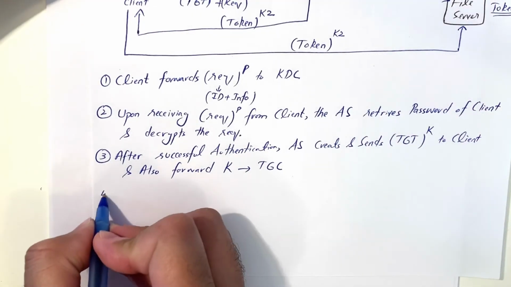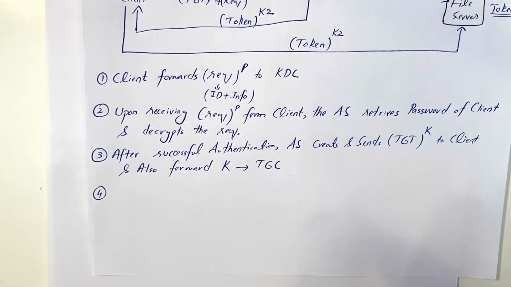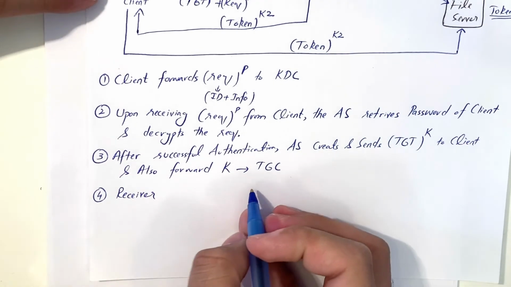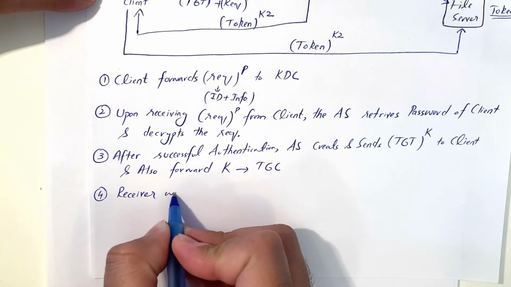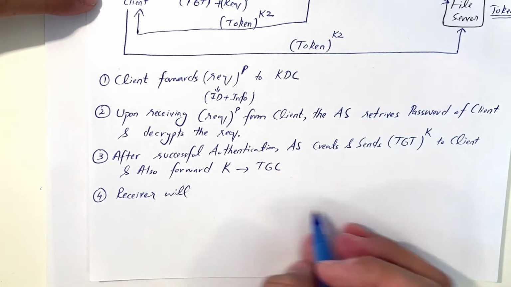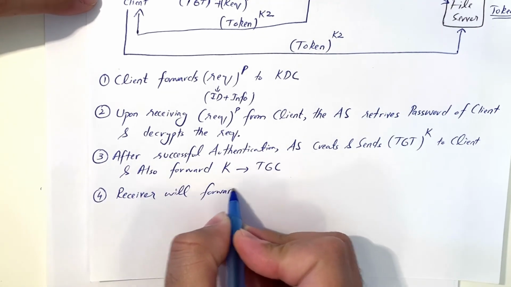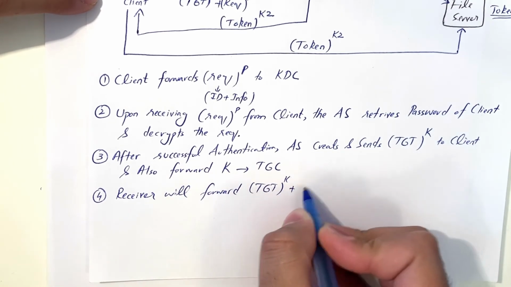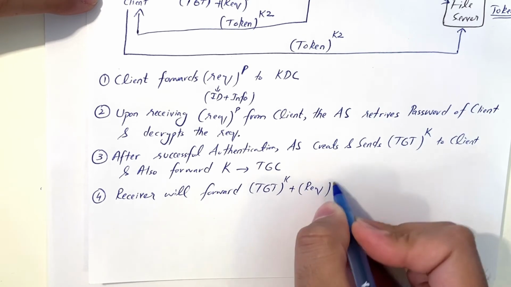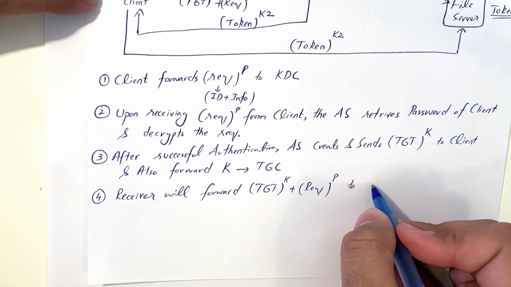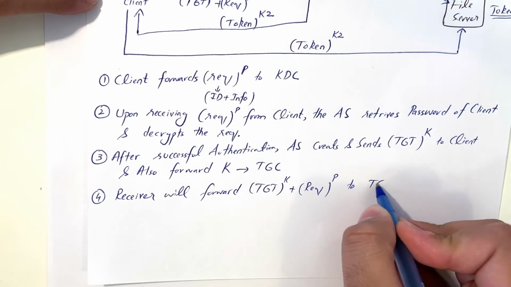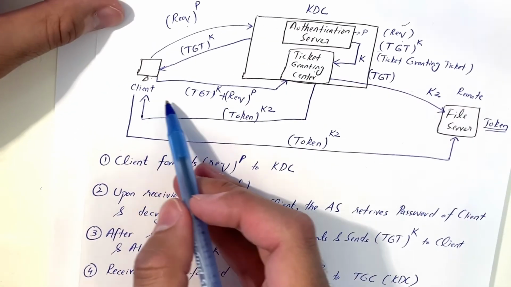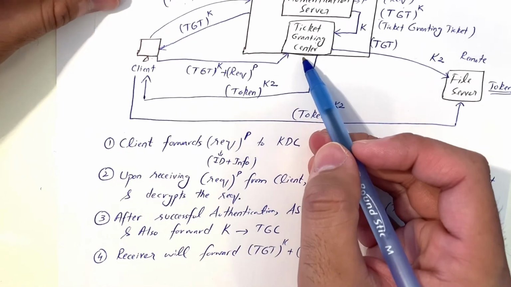Okay. The fourth step is the client will forward the encrypted TGT plus the request to, again, the ticket granting center. You can say ticket granting center, in fact KDC. Like, the client will actually forward the TGT plus the request to the ticket granting center.